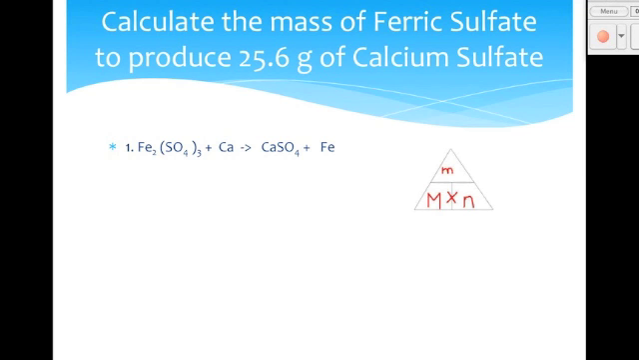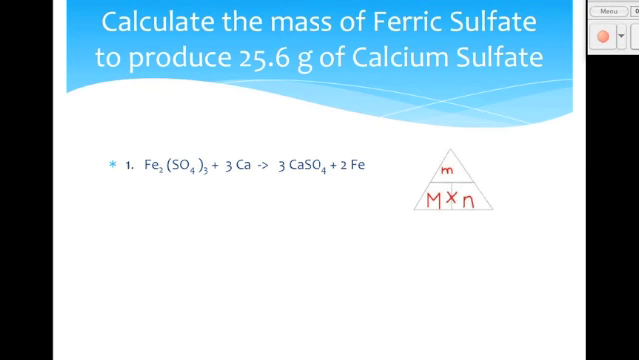So, first of all, you gotta write the chemical equation. And there it is. And the balanced chemical equation would be there. So, since we got the first step done, we go to the second step. And the second step is to convert any given masses to moles. So then, since we have the mass of calcium sulfate, we're going to use that. We're going to use calcium sulfate to find the number of moles of calcium sulfate.